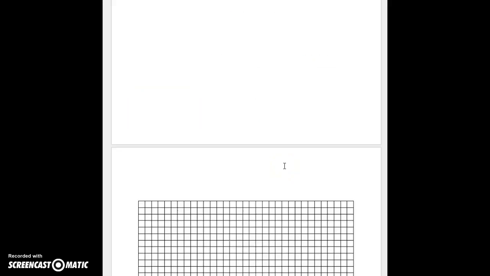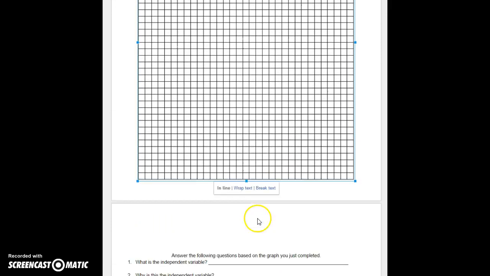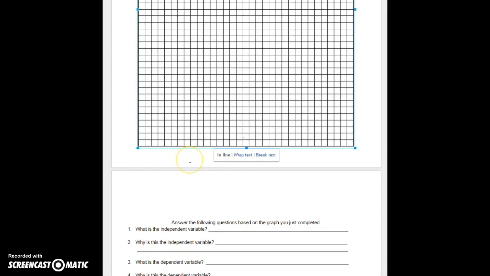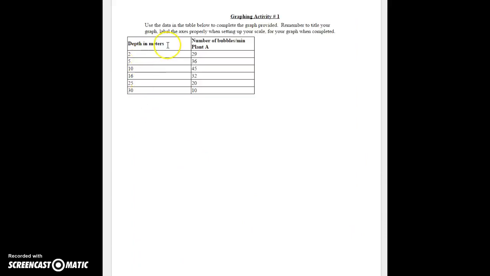When you look at your data table and then look at your graph, we're going to have to figure out how we're going to fit this along our graph. We did decide that down here we need to put a title, and so our label for our axis down here. The label for our x-axis in this experiment would be depth in meters along the x.